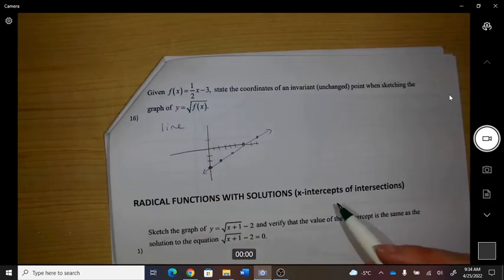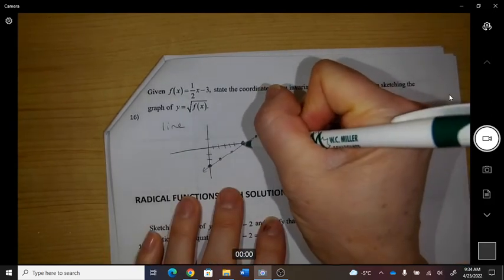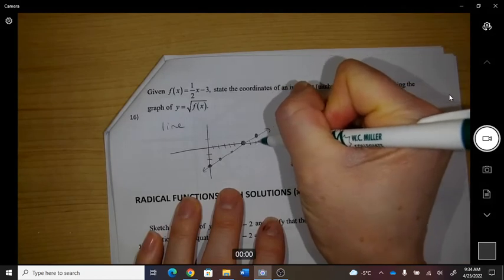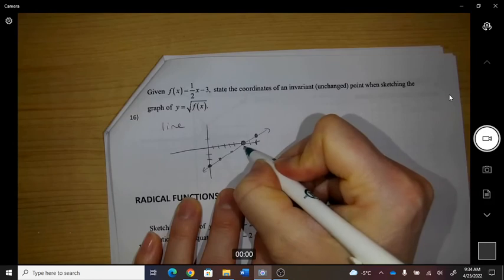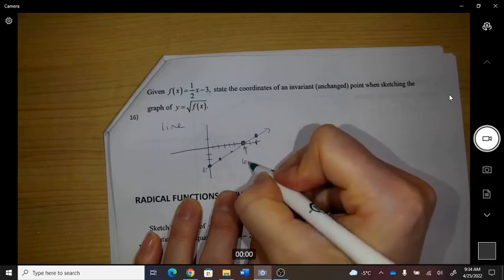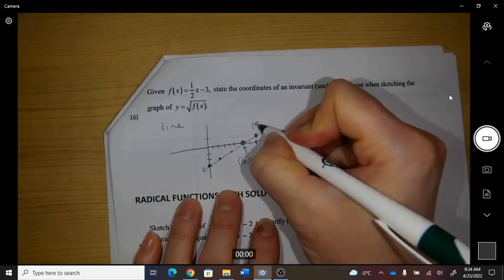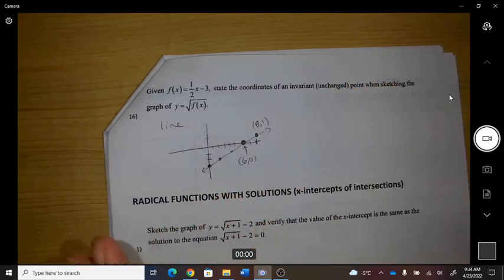So which coordinates don't change? The heights of 0 and the heights of 1. So this coordinate is (6, 0), and then this coordinate is (8, 1). So you could have had either one of those answers.